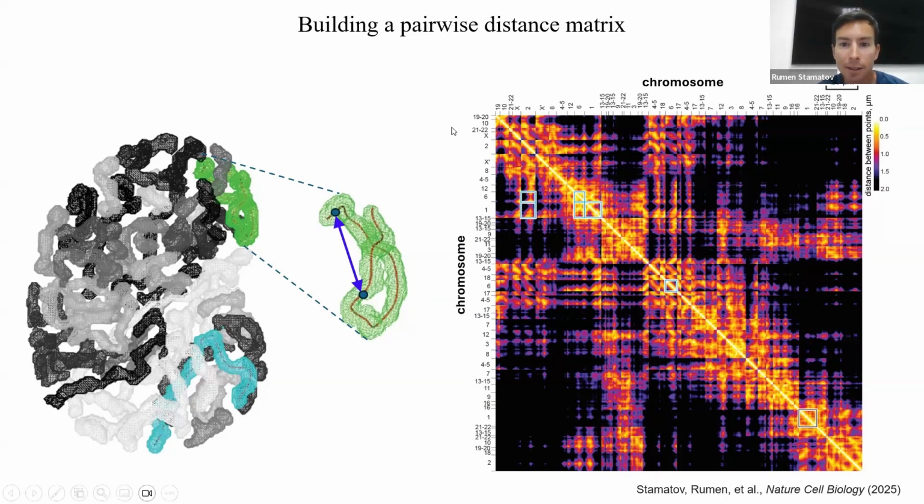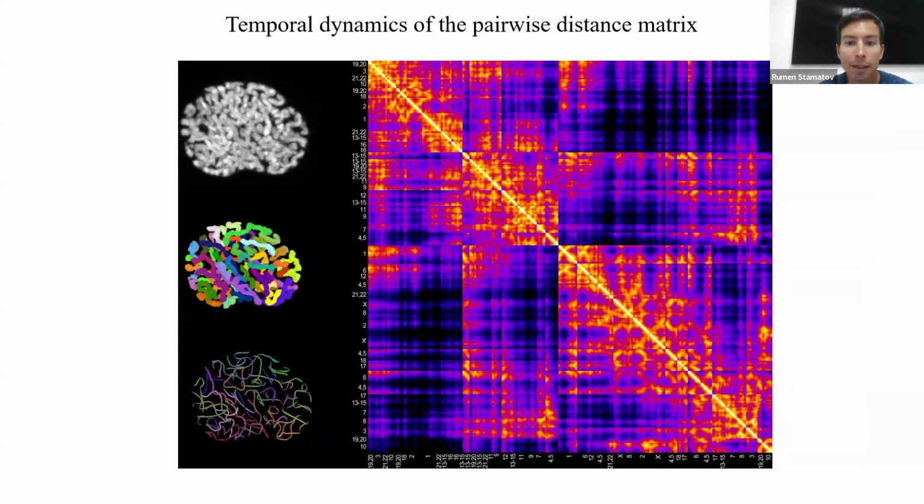So we end up with this distance matrix, which resembles the matrices that we have in a Hi-C experiment. So we have the chromosomes again on each axis, but it's not just one point now. It's all different loci on this chromosome, depending on our microscopy resolution, of course. And we can see both intrachromosomal and interchromosomal distances in this way. But what we can do now is we can generate one such matrix every 8 seconds, and we can see how this pattern changes over time.